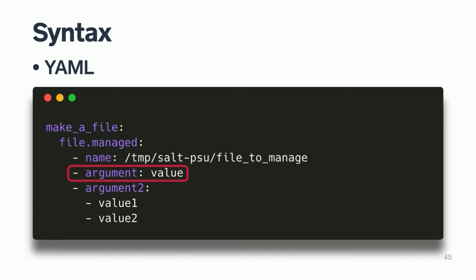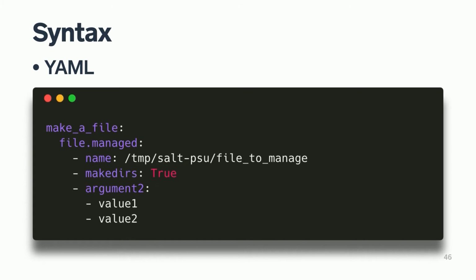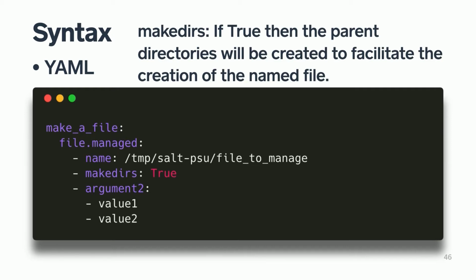Functions often have multiple arguments to control different ways of doing things, or controlling that particular function. By default, Salt will not make a directory for you. This parameter is false by default, and I doubt anybody actually has temp salt PSU on their machine. So you need to tell Salt that if there is a directory missing, create that directory as well, so we can resolve the entire path.